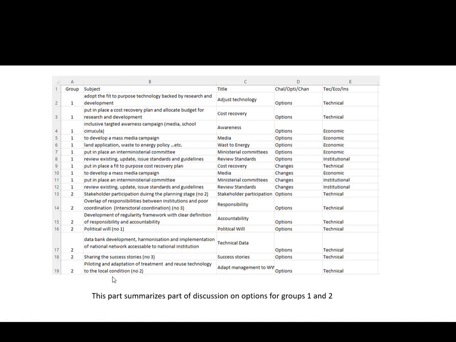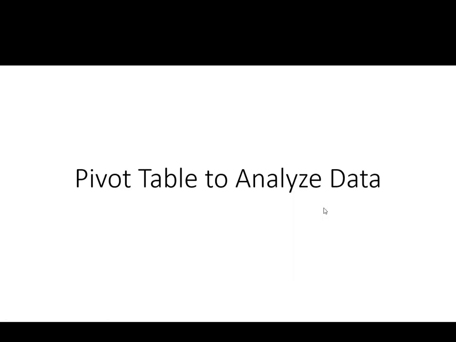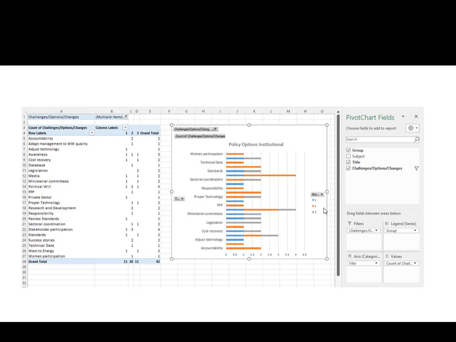This is the database, and title here means the suggested keywords. There is one column for group number, one column for the subjects of the challenges, one column for the keyword, one column for either a challenge or option or change, and the issues: technical, economic, and institutional. This part summarizes part of the discussion on options 1 and 2. The pivot table used to analyze data.